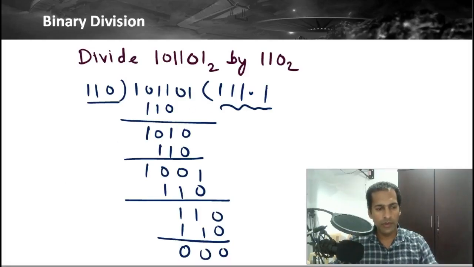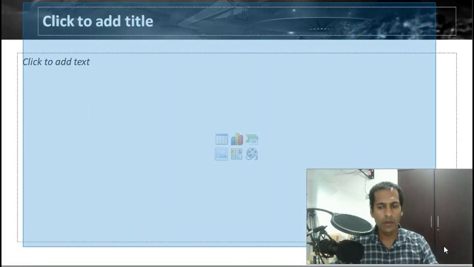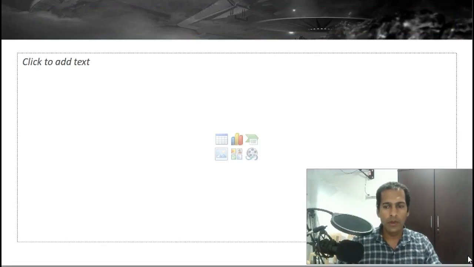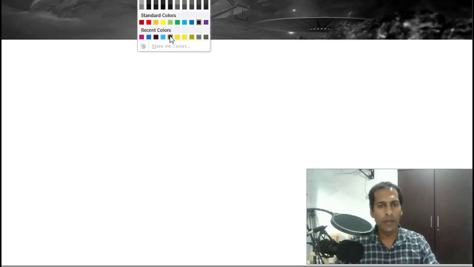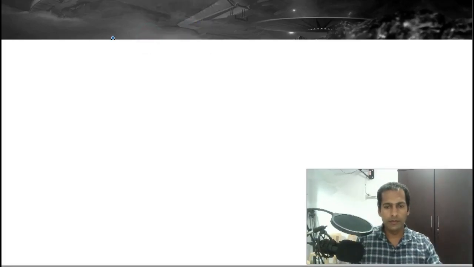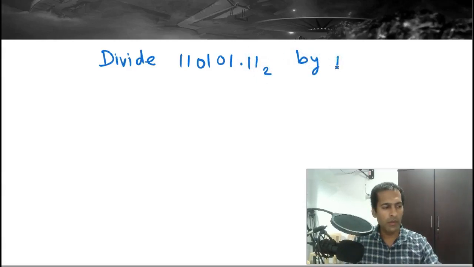Now let us see one more example of division. Here we will write example 2. Say divide 1 1 0 1 1 1 0 1 0 1 0.11 base 2. We are dividing by 1 0 1 base 2. So let us divide it.